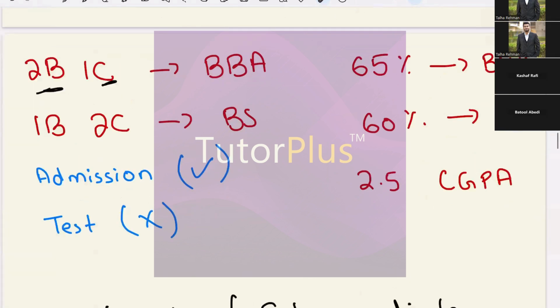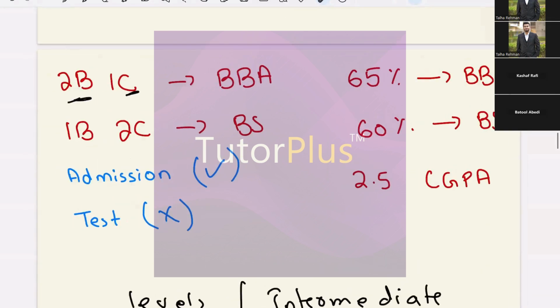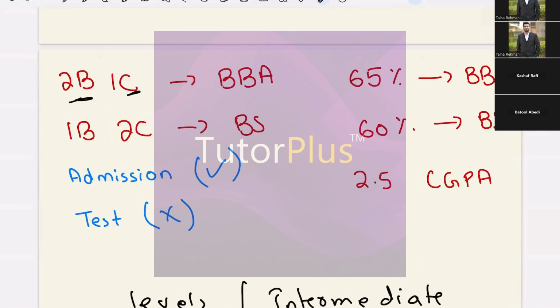Also, there's a lot of confusion regarding the grades as well, and this is probably one of the most asked questions. So I need to address this before I get down to the other topics. Please notice for BBA, we need 2B1C. And for BS programs in IBA, we need 1B2C. The percentage that we need for IBA for the BBA program is 65. And for all of the BS programs, if you're coming from an intermediate background, that's 60%.